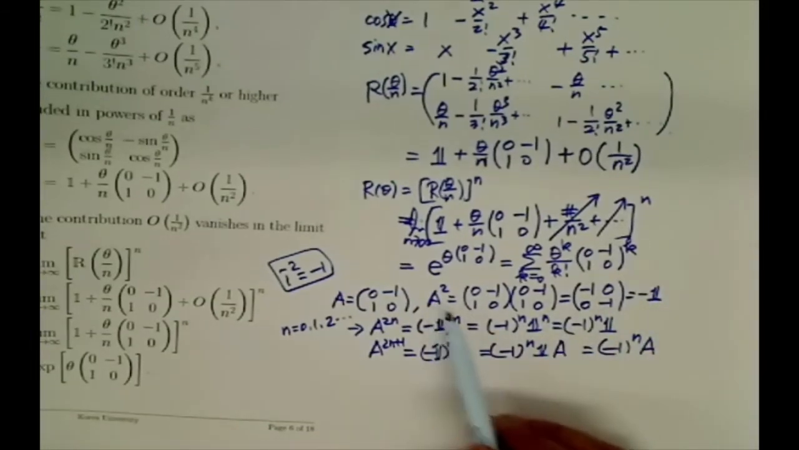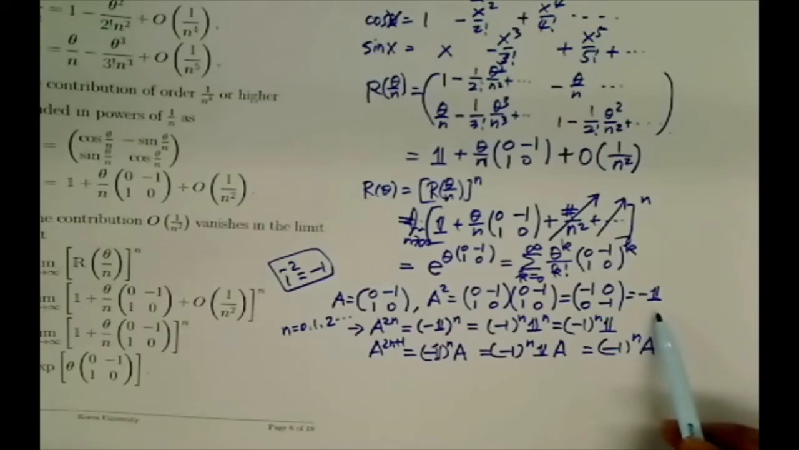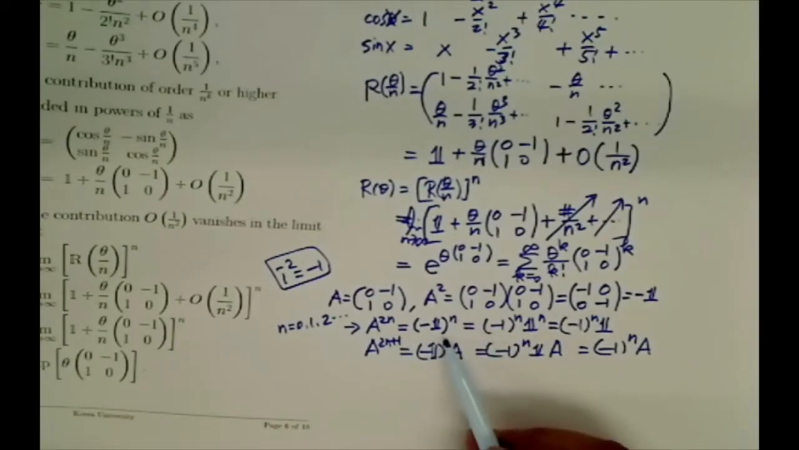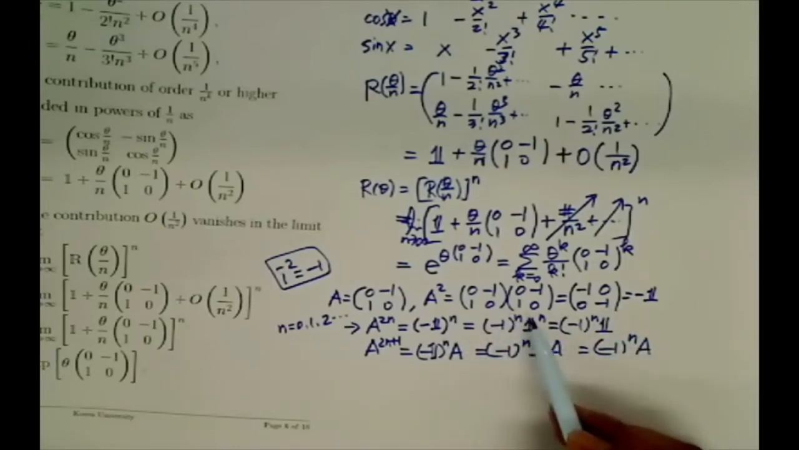Because A squared is minus identity matrix, if I square this matrix, then it becomes a plus, and so on. So even powers of this matrix A is either identity matrix or minus identity matrix. So this one is always identity, so I have a minus n here.